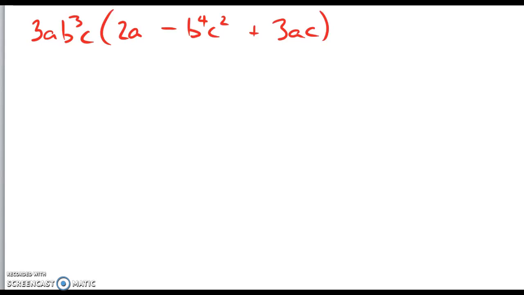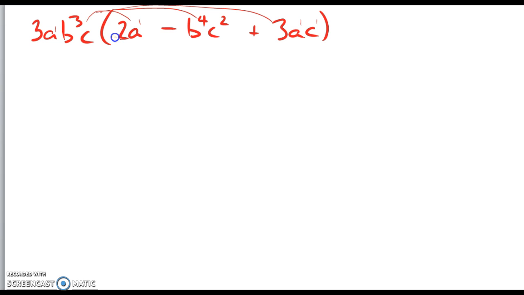We're just going to be multiplying monomials times polynomials. And remember the exponent rule, where if you multiply them, you just add them. So multiply your coefficients and add your exponents, and make sure you hit every term with this monomial, and you're going to be finished. So we're doing 3ab cubed c times 2a.